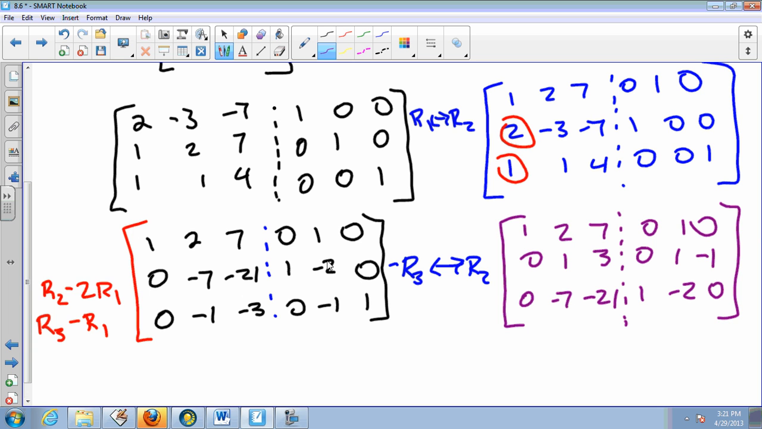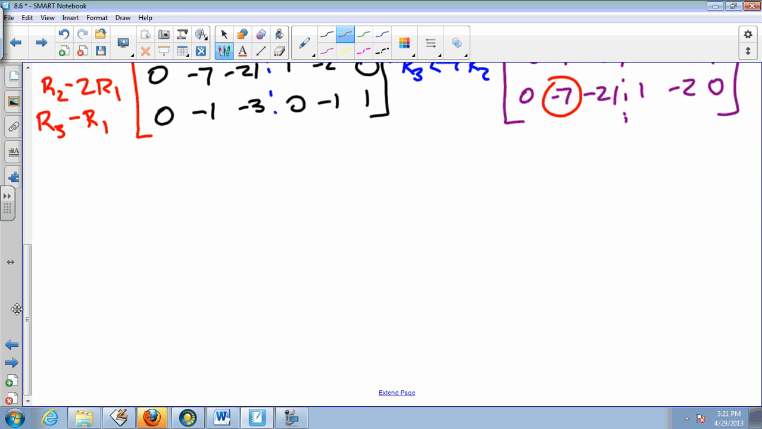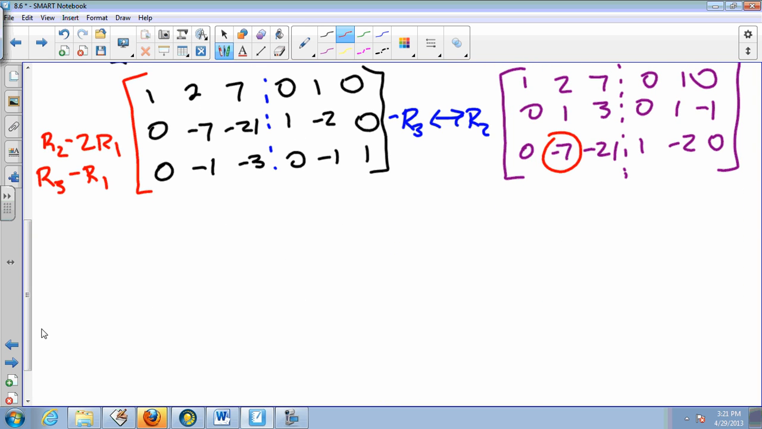So now I need to get rid of my -7. To do so, I'm going to take row 3 plus 7 row 2. So our new row is going to go 0, 0, 0, 1, 5, -7.